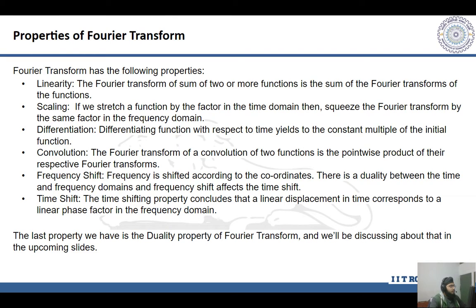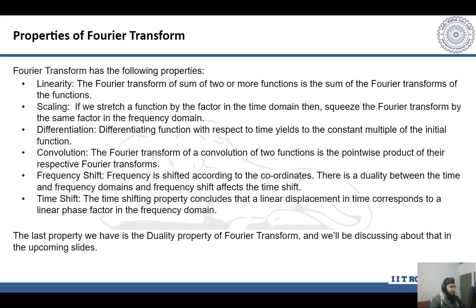So now let's have a look at the properties of Fourier transform. It has the following properties. Number one is linearity, that is, the Fourier transform of the sum of two or more functions is the sum of the Fourier transforms of the functions. Number two is scaling. If we stretch a function by a factor in the time domain, then we squeeze the Fourier transform by the same factor in the frequency domain.